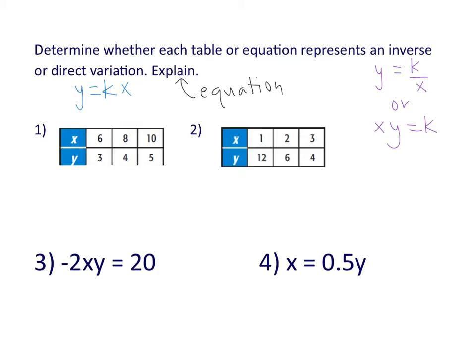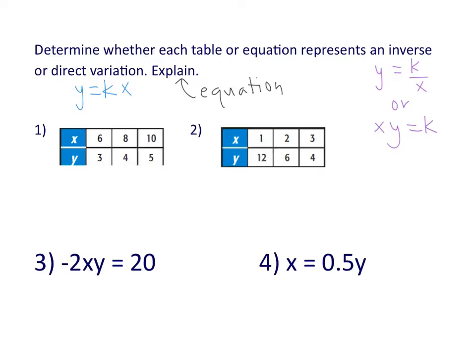Okay, so let's look at table 1. I see in the x values 6, 8, 10, and in the y values 3, 4, and 5. So if we think back to those inverse variation terms that we wrote down in those bulleted points in the last slide, as one quantity increases, the other decreases as long as k is greater than 0. So let's look at our table.